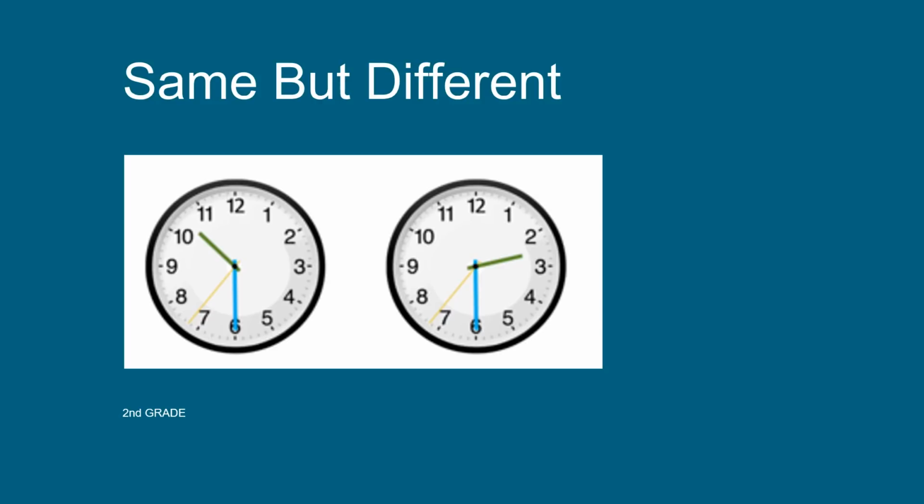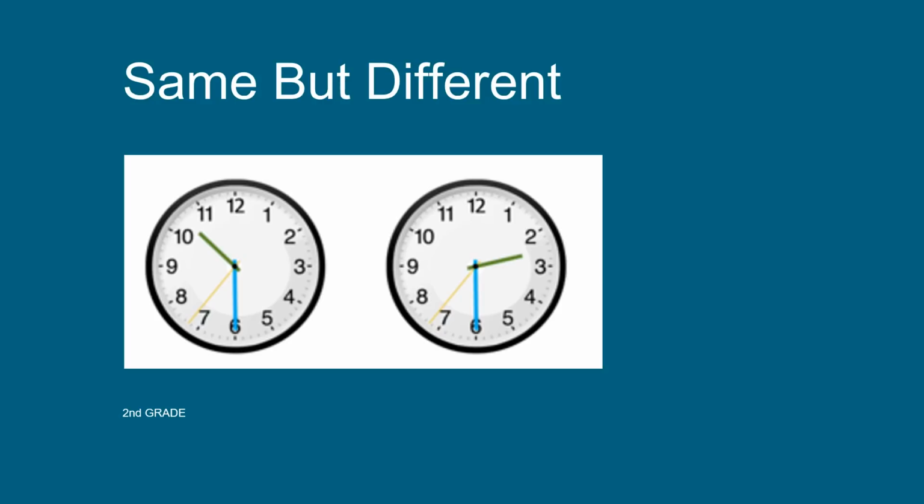There are many ways that these clocks are both similar and different. See if you thought of any of these. Both are analog clocks. Both clocks are circles. Both clocks have a green hour hand. They're different because the hour hands point to different times. The first clock shows the time is between 10 and 11. The second hour hand shows that the hour is between 2 and 3.